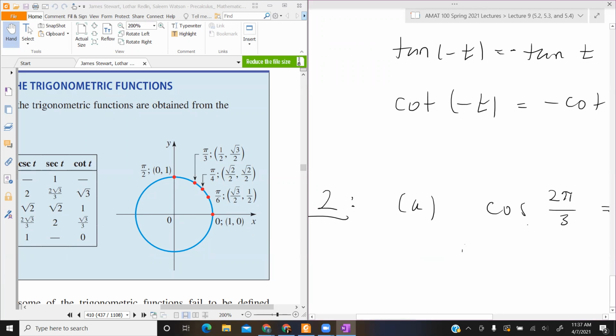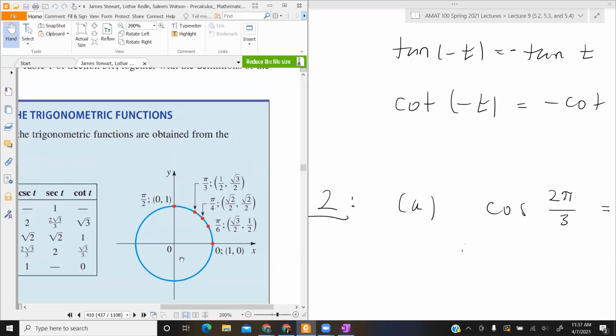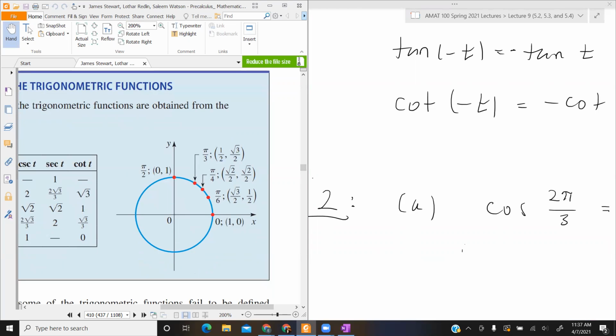It's not hard to see that 2π/3 is less than π. So it's definitely not going to be over here or here. So the point determined by 2π/3 is going to be on the top half of the circle. But it's also clear that 2π/3 is greater than π/3. So in other words, we have π/2 is less than 2π/3, and that is less than π itself. So what that proves is that the point is in the second quadrant.